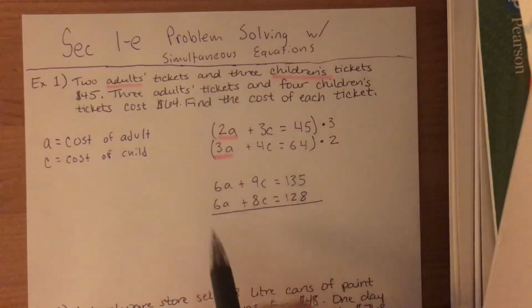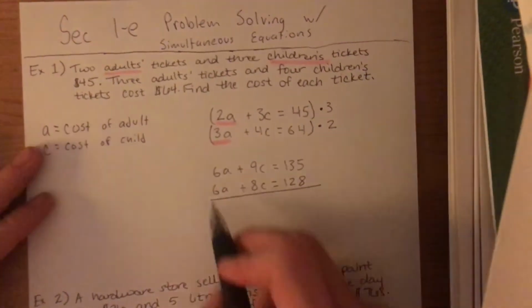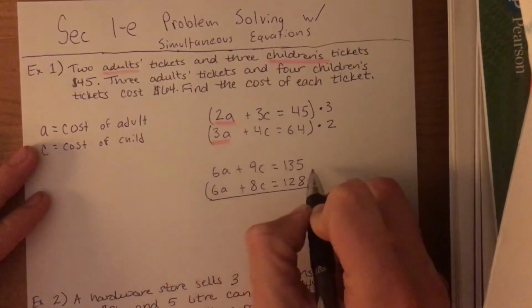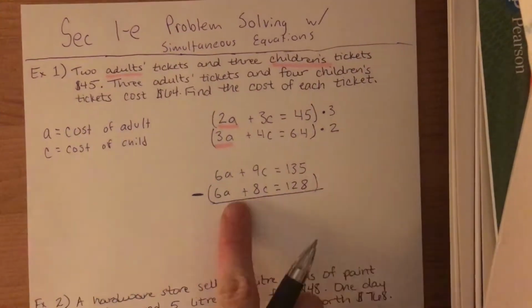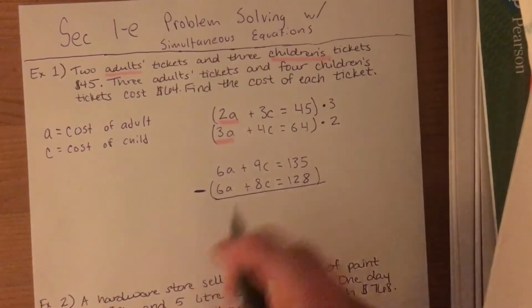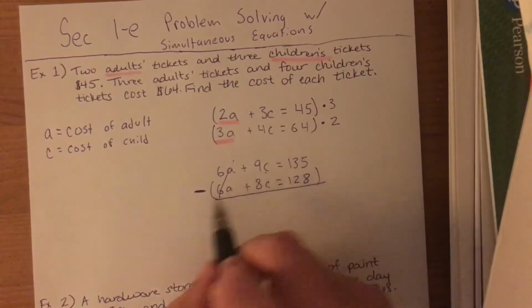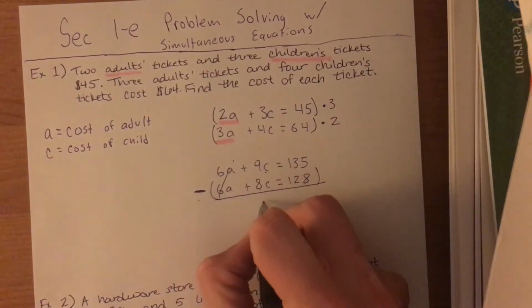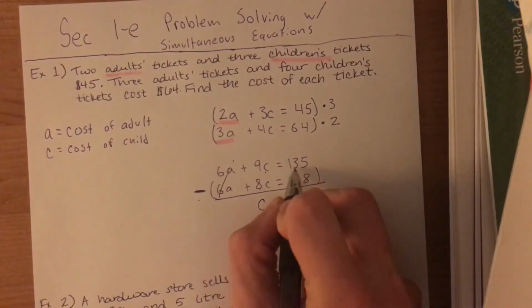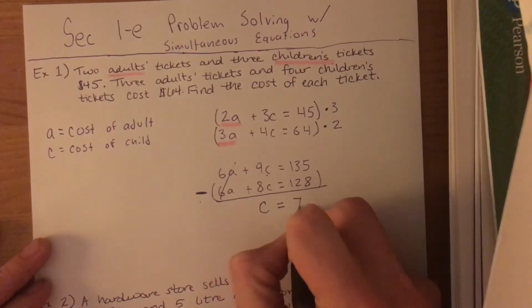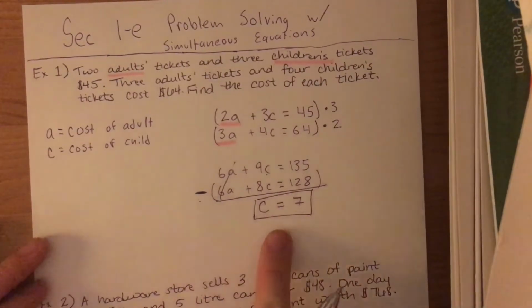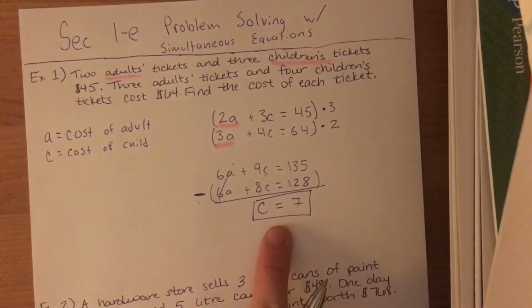And what we've got now is a system of equations that what we can do is say, okay, well, both of these have 6A's. We can go ahead and cancel out those 6A's. So we get 6A and 6A to cancel out by subtracting. So we're going to actually subtract this whole thing. This process, for those of you who remember, is called elimination. So we're eliminating these 6A's right here. So these are going to cancel out. 9C minus 8C is going to give me just a single C. 135 minus 128 is going to give me 7. So now the cost of a child's ticket is 7.